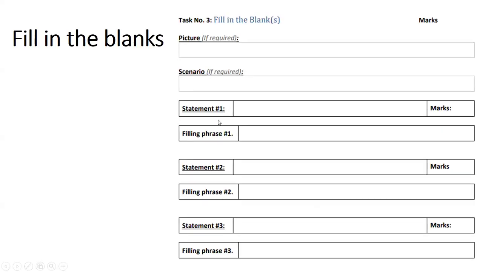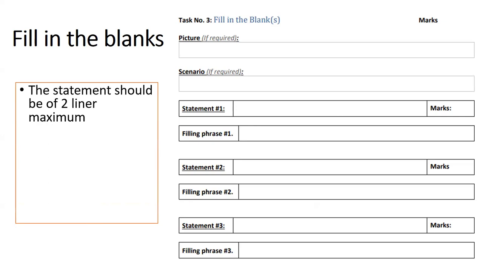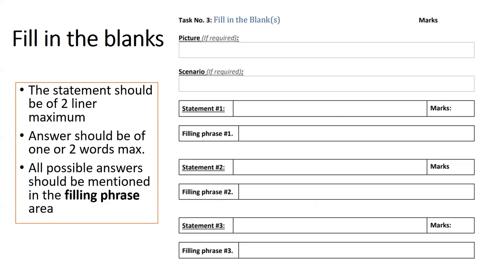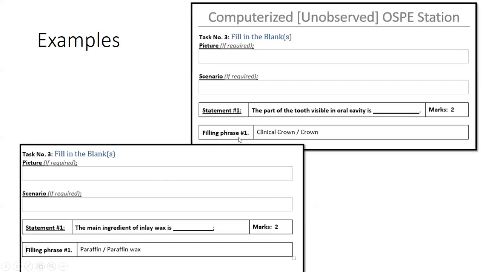Then comes the fill in the blanks. In fill in the blanks, you have to mention the task in which the picture is there. It depends if you want to put a picture or scenario or not. If you don't want to put one, you just have to write the statement here and a dash in between. And then you have to mention all the necessary or appropriate answers that a student can think and write, and it would be correct. The statement should be of 2-liner maximum, and the answer should be of 1 or 2 words max. All possible answers should be mentioned in the filling phrase area here. So here you have to mention it.